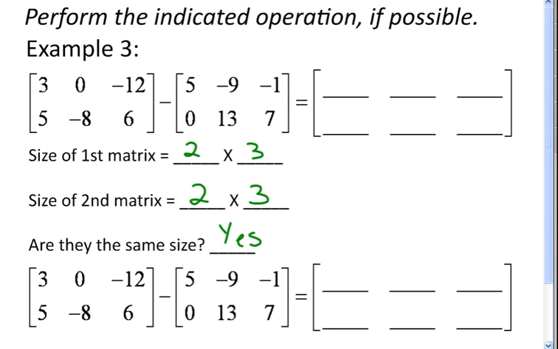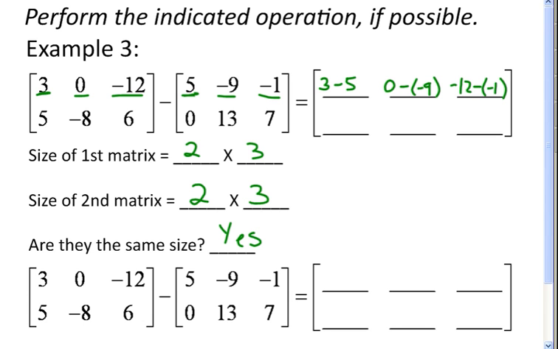Now we take each number. Here's a positive 3, and we're going to subtract a positive 5 in the same position. So we have 3 minus 5. Next one is 0 minus a negative 9. Make sure if you're subtracting a negative, you put it in parentheses so you can remember how to do it. Add it together later. Negative 12 minus a negative 1.